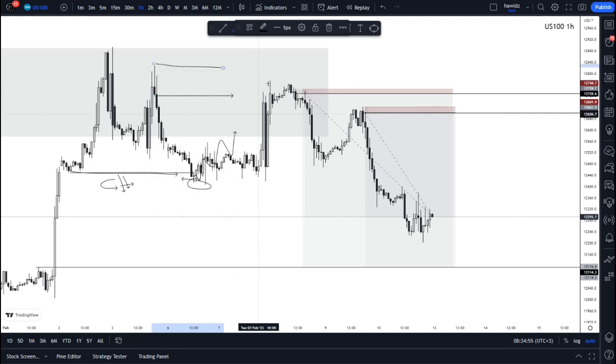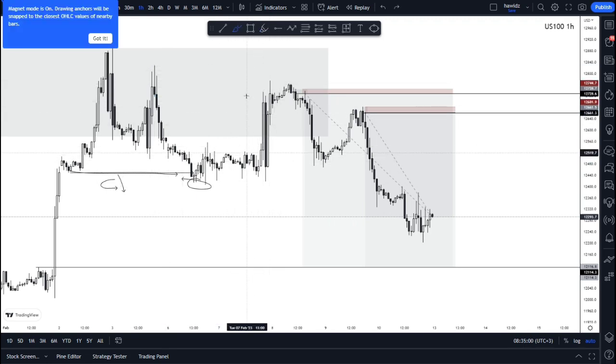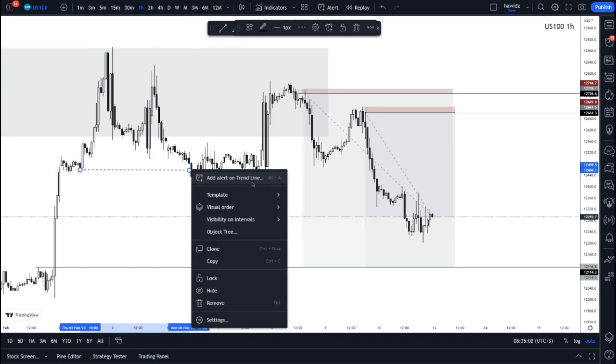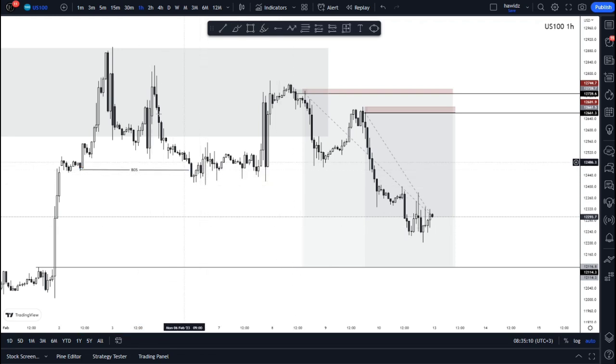An area of supply, of course, to do that mitigation and then continue short. Now that's precisely what happens. So let's clear these and put in a proper drawing, right? So that will be our breaker structure to the downside, and this right here would be our area of supply, right? The last buy before the sell.